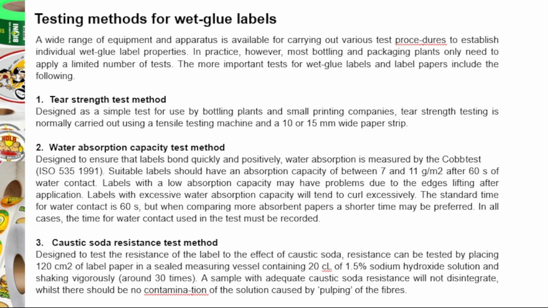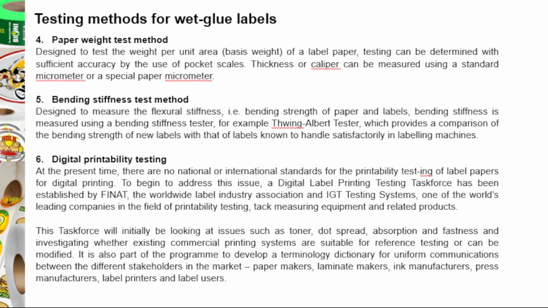Number 3, caustic soda resistance test method. Designed to test the resistance of the label to the effect of caustic soda. Resistance can be tested by placing 120 square centimeters of label paper in a sealed measuring vessel containing 20 cl of 1.5% sodium hydroxide solution and shaking vigorously around 30 times. A sample with good caustic soda resistance will not disintegrate, and there should be no contamination of the solution caused by pulping of the fiber.